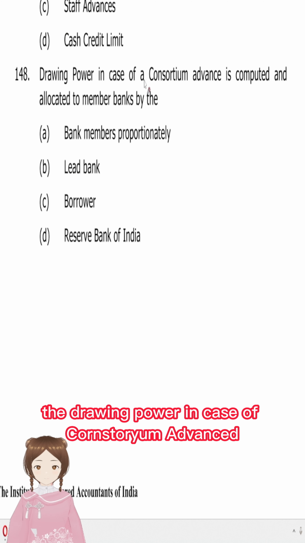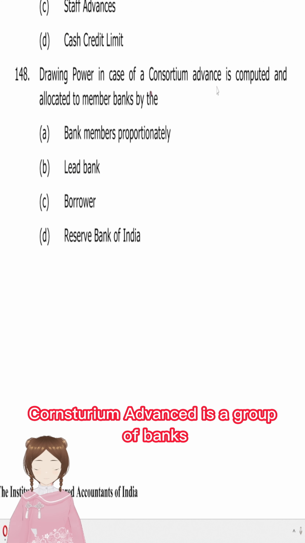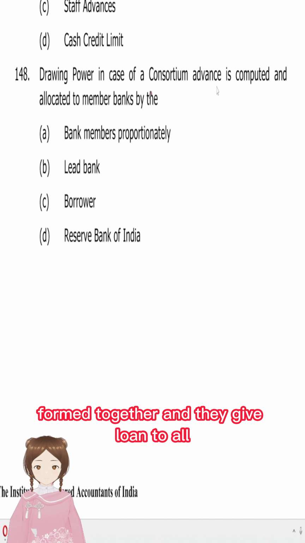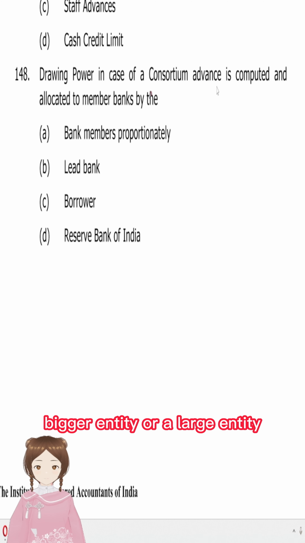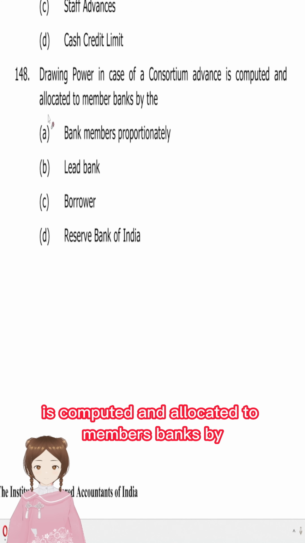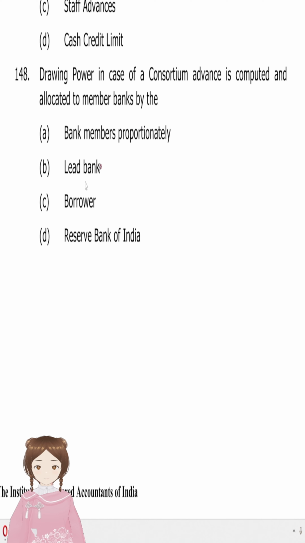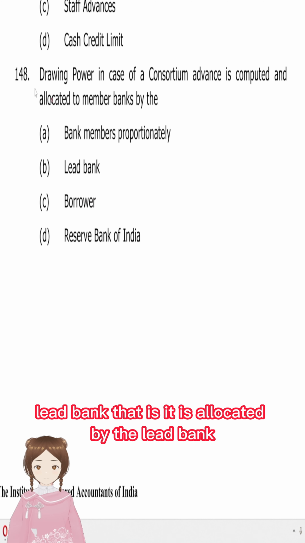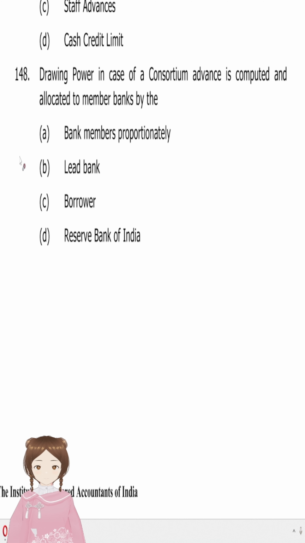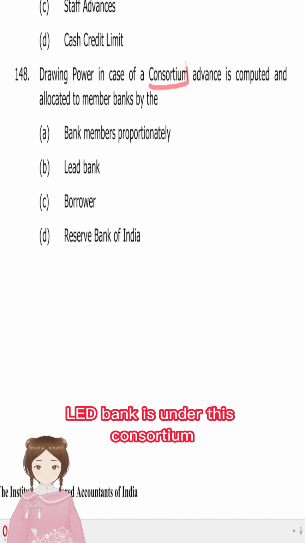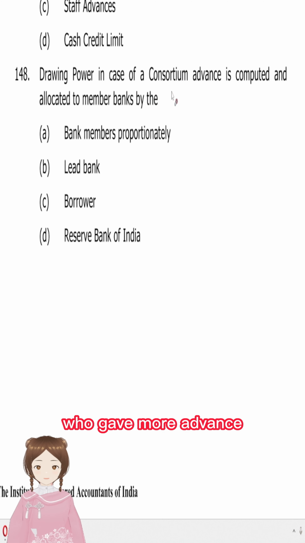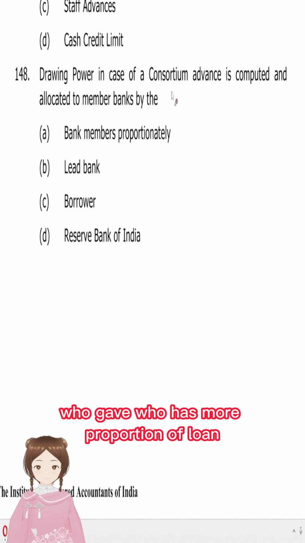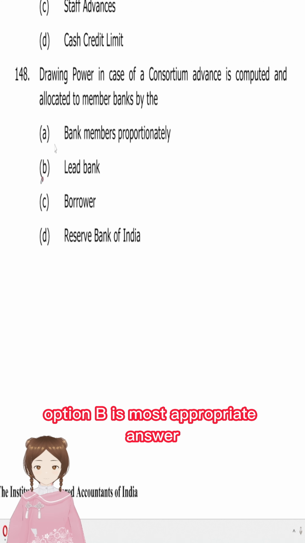The drawing power in case of a consortium advance. A consortium advance is where a group of banks come together and give a loan to a bigger or large entity. It is computed and allocated to member banks by the lead bank. It is allocated by the lead bank, even at recovery time. The lead bank is the one under this consortium who gave more advance, who has the larger proportion of the loan. So option B is the most appropriate answer.